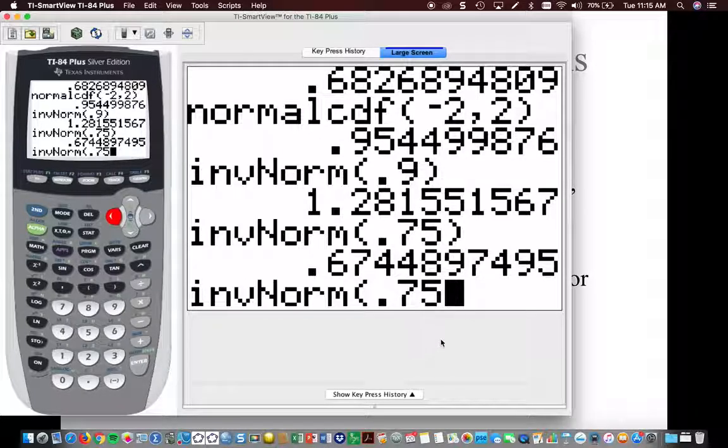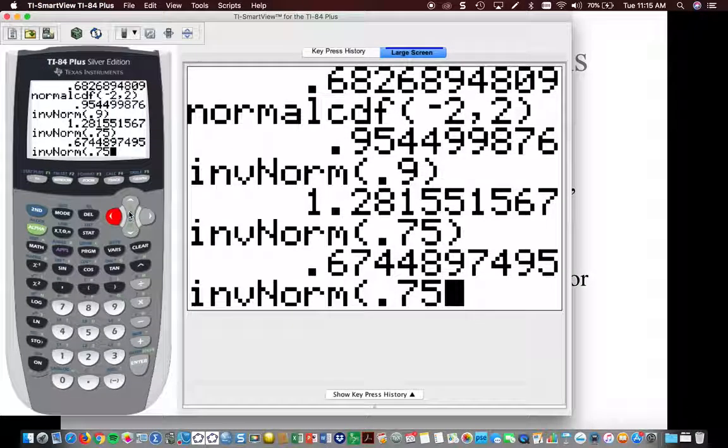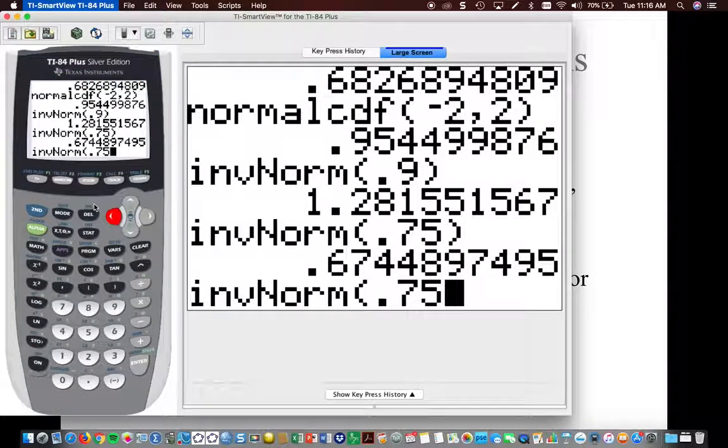Everything locked up. And my calculator's locked up. All right, bear with me. I'm going to quit this.